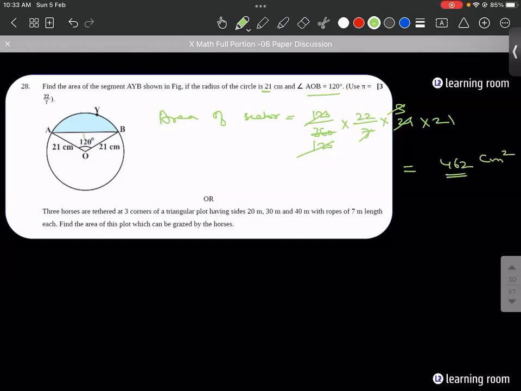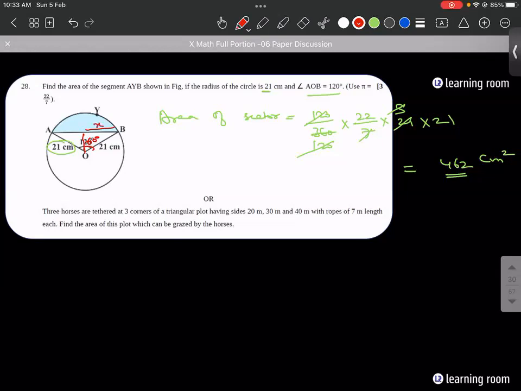So what is going to be the area of the triangle? If I drop a perpendicular from here, this is 21, this is also 21. This angle will be 60. You need to take cos 60. So this is going to be 60. So this one will be how much?